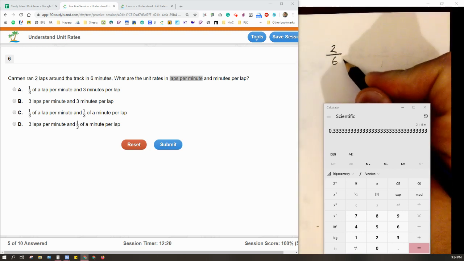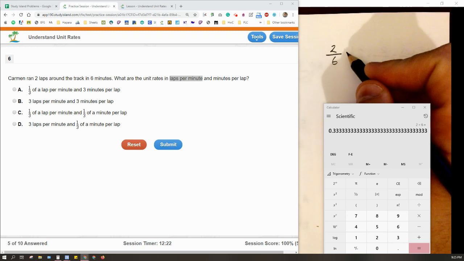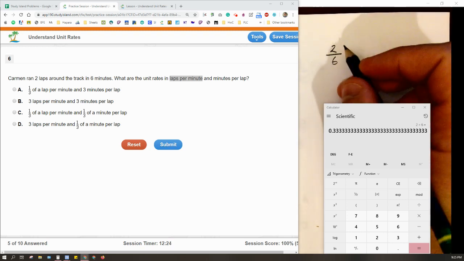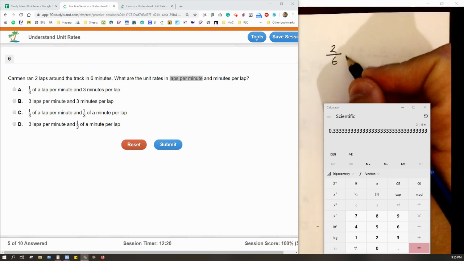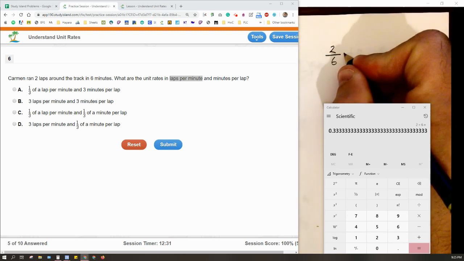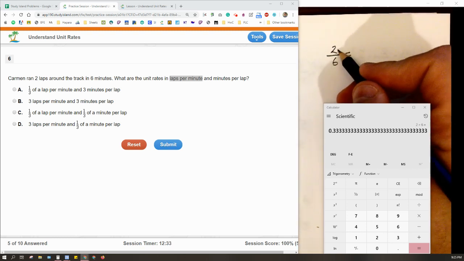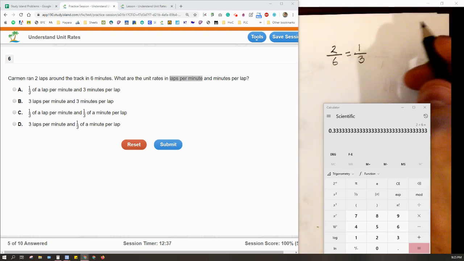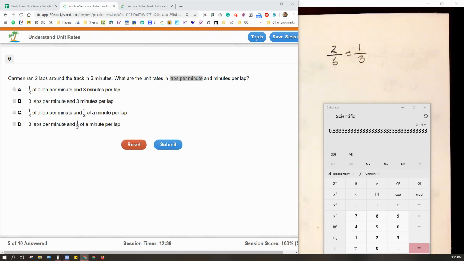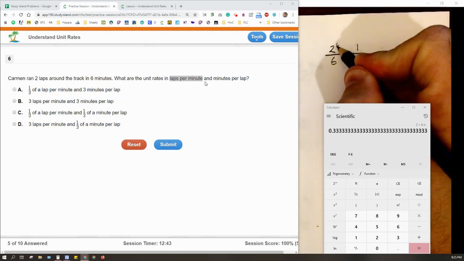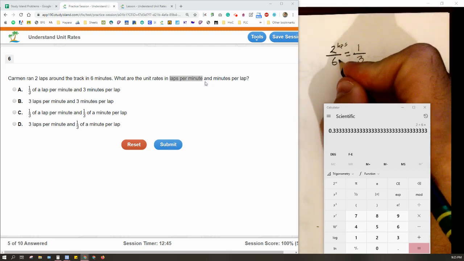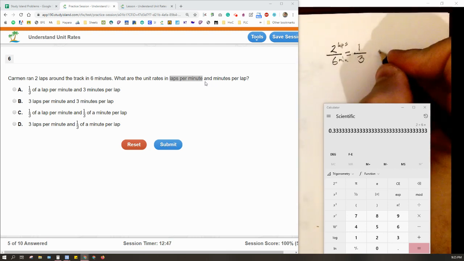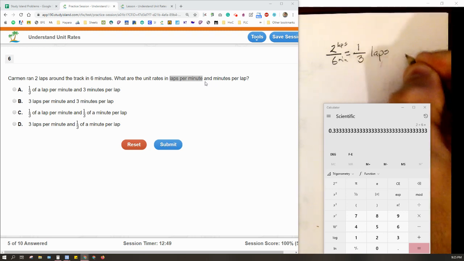Now, what do both of those numbers divide by? 2 and 6. What do they both divide by? Or in other words, what common factors do they have? Well, they both have a common factor of 2. So 2/6 would equal 2 divided by 2, which is 1, over 6 divided by 2, which is 3. So 1/3 is our answer. And again, that was laps per minute because we did 2 laps divided by 6 minutes. So it's 1/3 laps per minute.